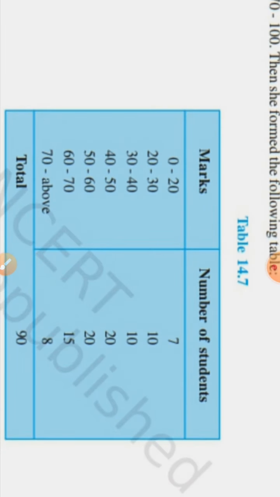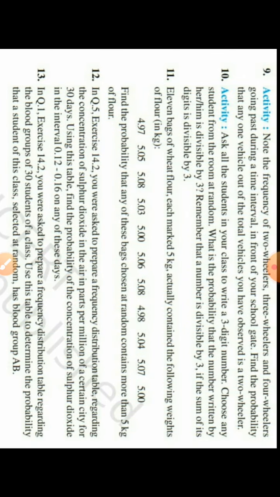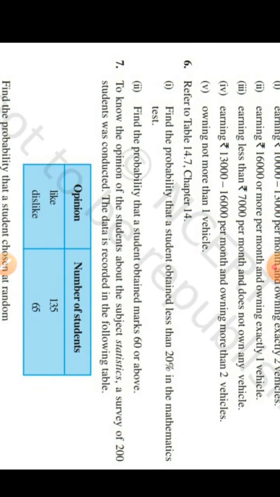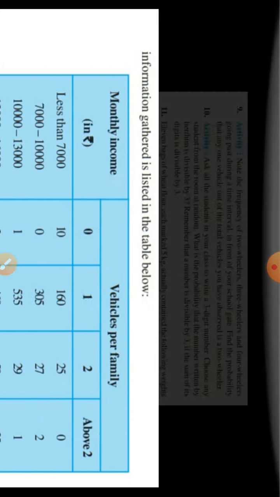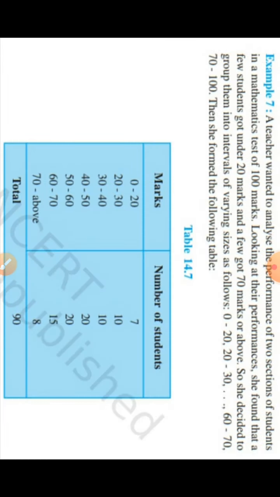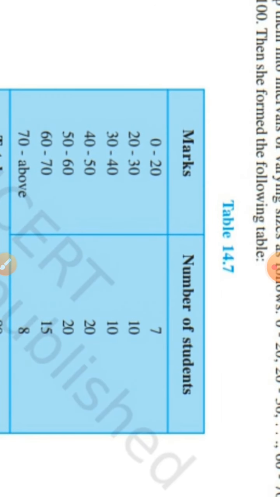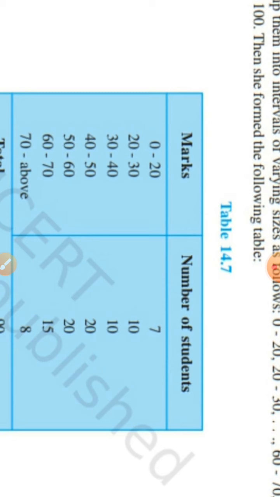Now again, in the first one they are asking question number 6 first, less than 20% means less than 20 marks. In the second one, 60 or above. So less than 20, 7 students are there. Less than 20 means 7 students are there. Okay, so 7 upon 90 will be the answer.